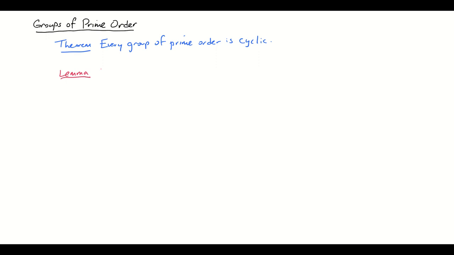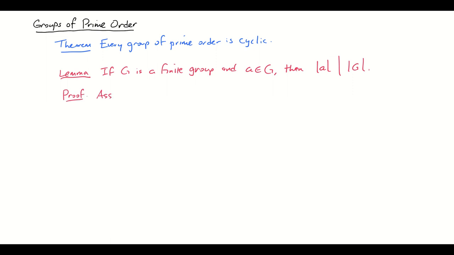The lemma is: if G is a finite group, and A is an element of G, then the order of A divides the order of G. That's an interesting result, right? Anytime you have a group, every element of that group has to have finite order. We proved that in a previous video. But not only does it have to have finite order, it has to have order a divisor of the number of elements of G. Here is the proof.